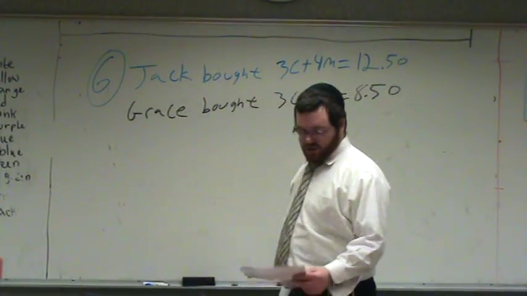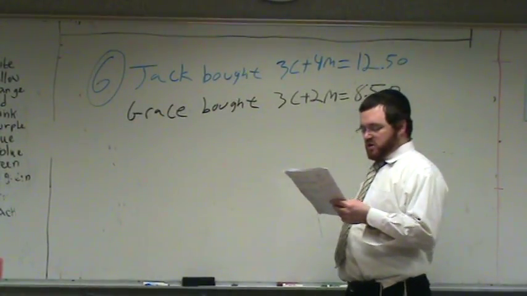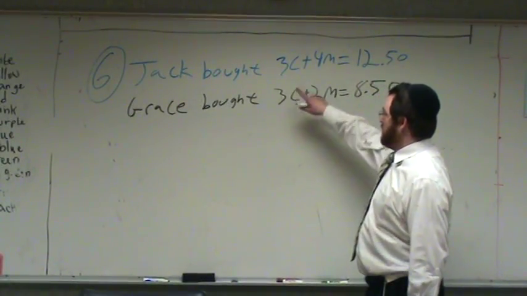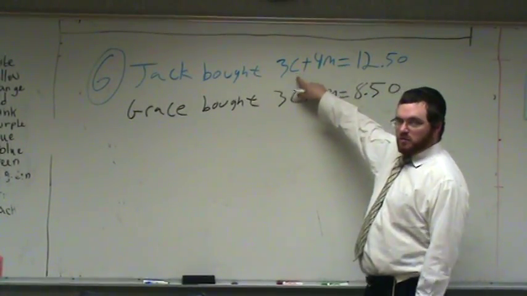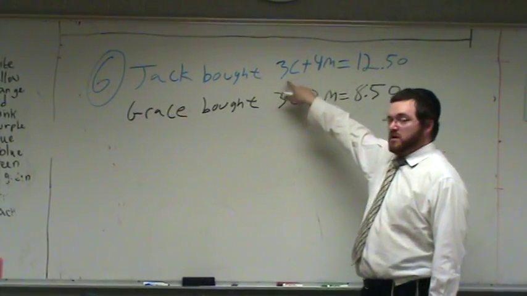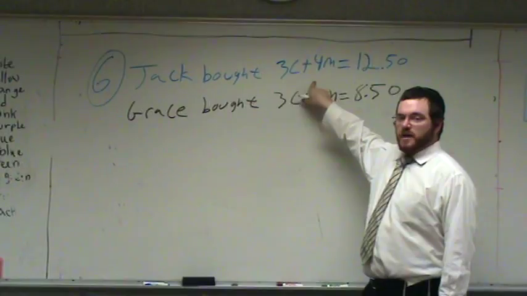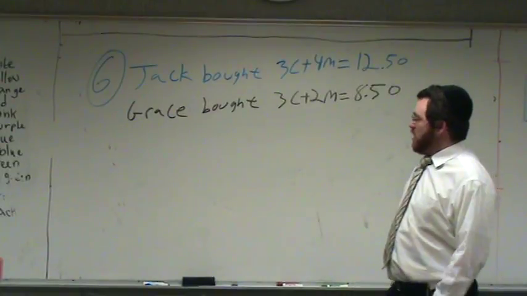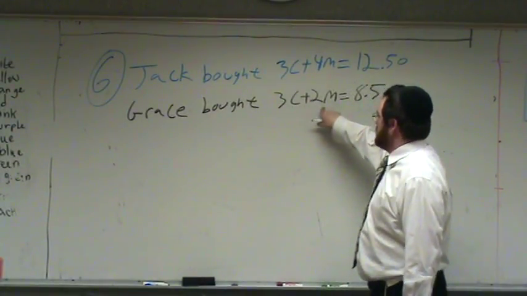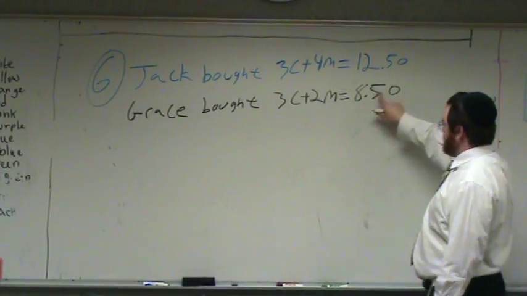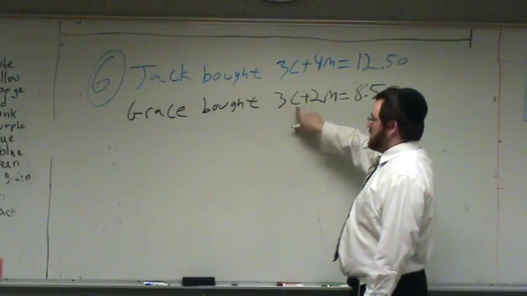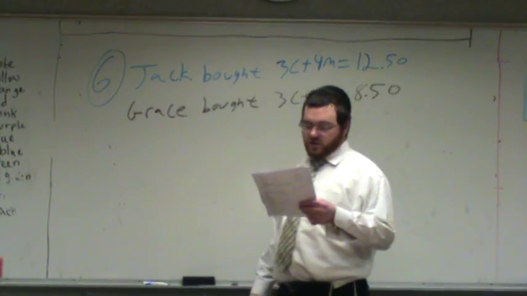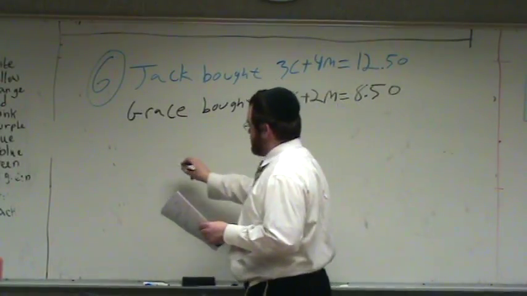Question 6. Jack bought 3 slices of cheese pizza and 4 slices of mushroom pizza for $12.50. That means 3 slices of cheese plus 4 slices of mushroom cost him $12.50. Grace bought 3 slices of cheese and 2 slices of mushroom for $8.50, meaning 3 slices of cheese plus 2 slices of mushroom equals $8.50. The question is, what is the cost of 1 slice of mushroom?